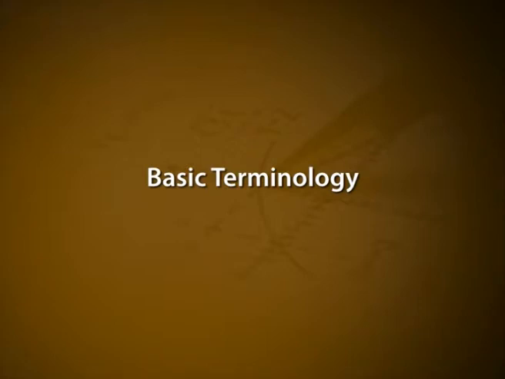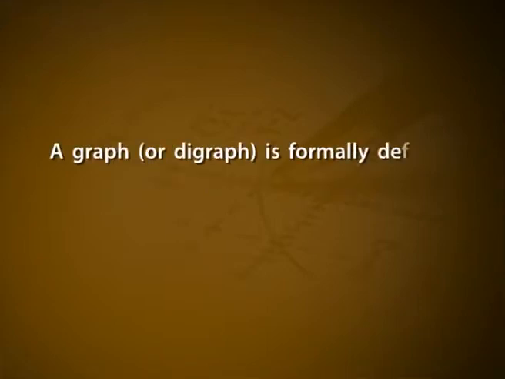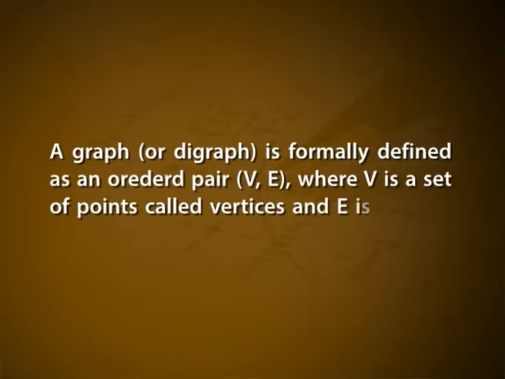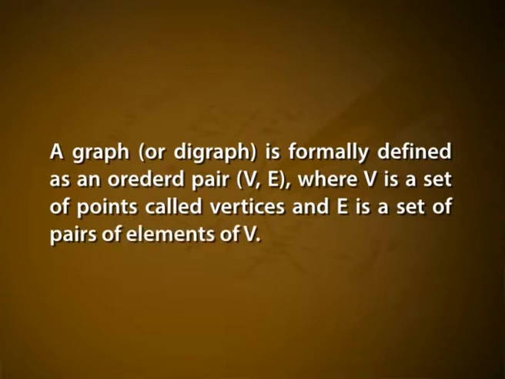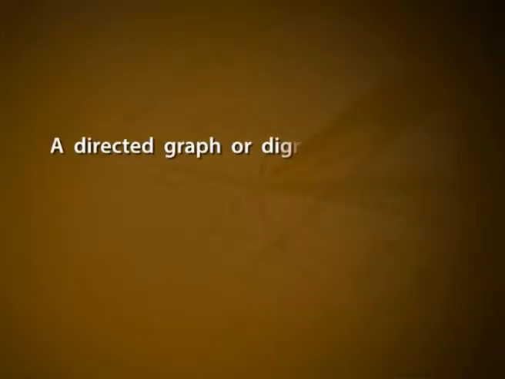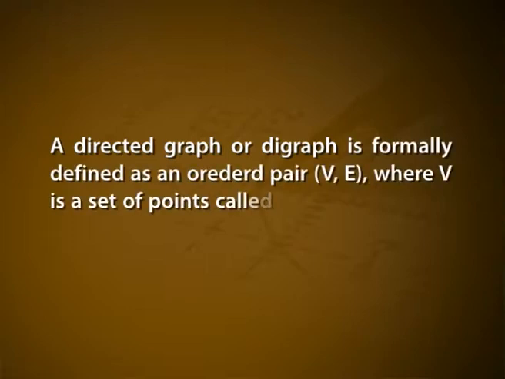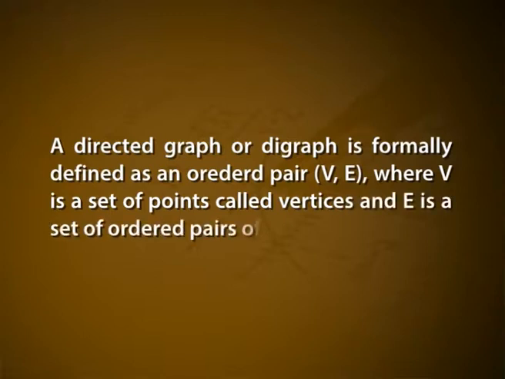Basic terminology. A graph is formally defined as an ordered pair (V, E), where V is a set of points called vertices and E is a set of pairs of elements of V. Elements of E are called edges. A directed graph or digraph is formally defined as an ordered pair (V, E), where V is a set of points called vertices and E is a set of ordered pairs of elements of V. Thus, the set E of edges is a relation on the set V of vertices.